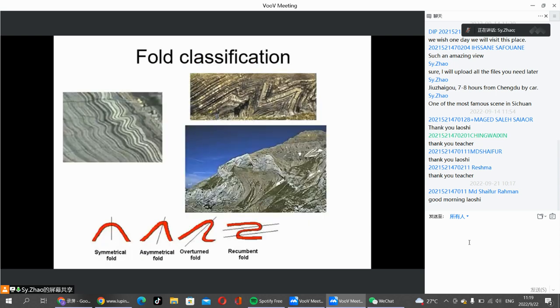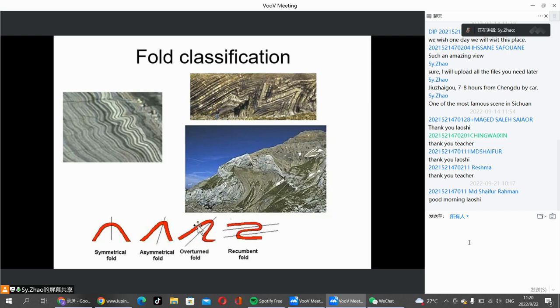And one more classification due to the pattern has been made for the shape of the fold. So as the name suggests, symmetrical and asymmetrical folds have symmetrical and asymmetrical curves respectively. And the overturned fold has two limbs with the same dip direction.